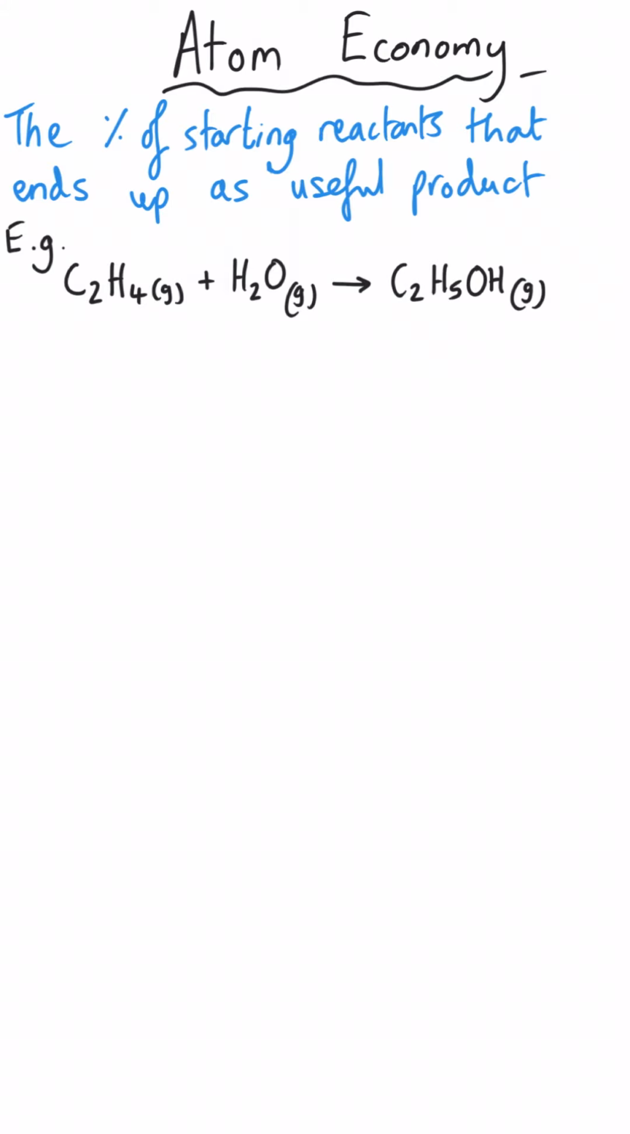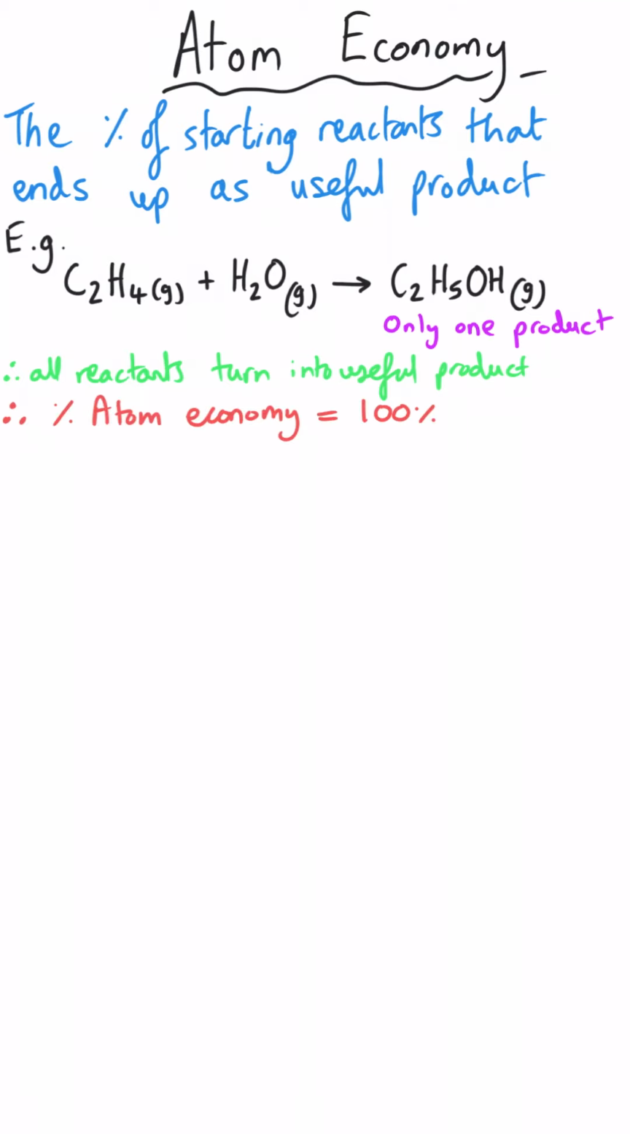And so if we take a look at an equation here, which is where ethene is reacting with water and it is turning into ethanol. Now, there is only one product here, so that means that all of the chemicals that are reacted together are turning into useful product because there is only one product. So the percentage atom economy is said to be 100%. However, if there was a second product, some kind of waste or byproduct, then the percentage atom economy would be much less.